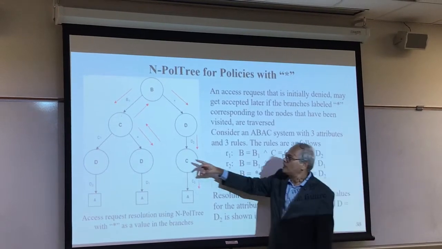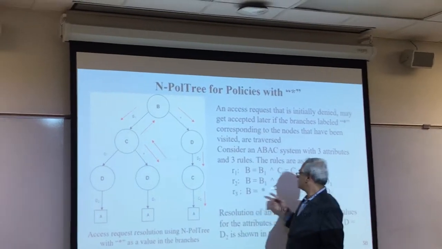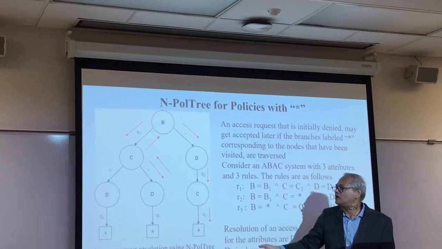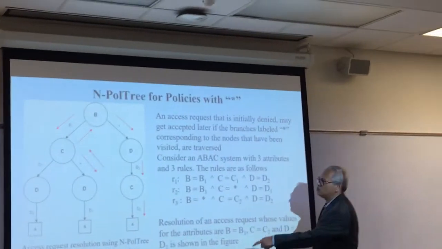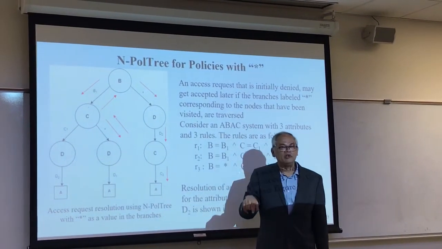Okay, so what I have to do is follow this branch. C equal to star means it's a wildcard. So c equal to c2, that is the request that has come, matches with c equal to star. It is a wildcard. You go here, d. Now what else do I have? D equal to d2, but from here there is no d equal to d2. So that would mean that the access would apparently be denied.